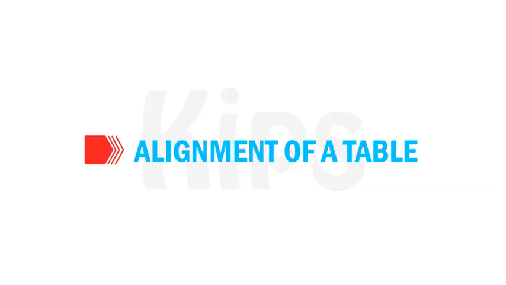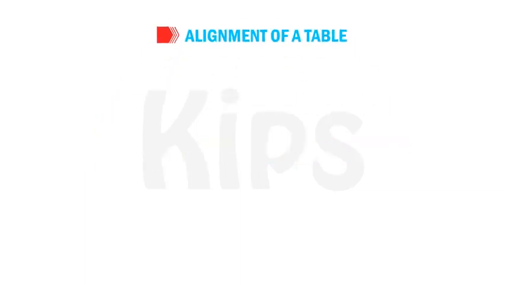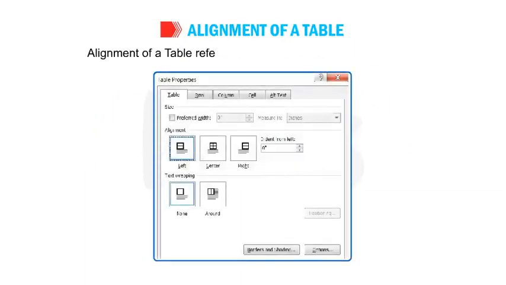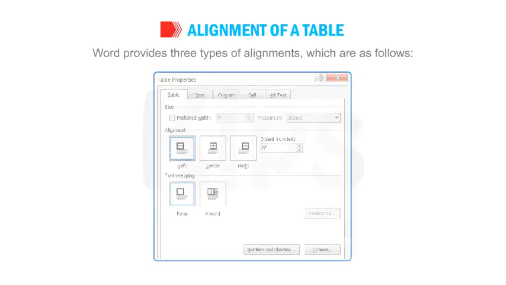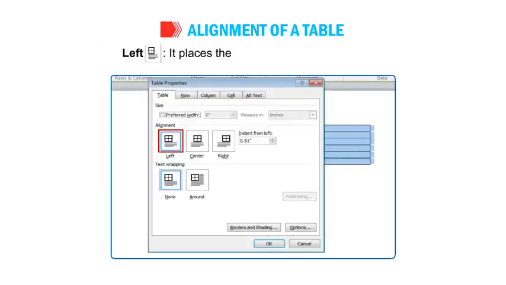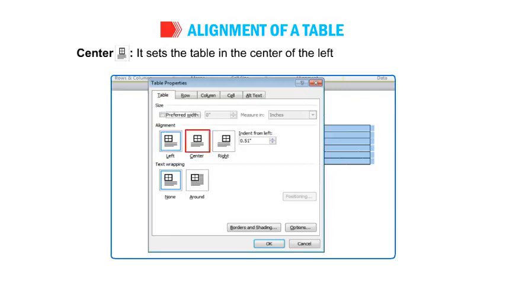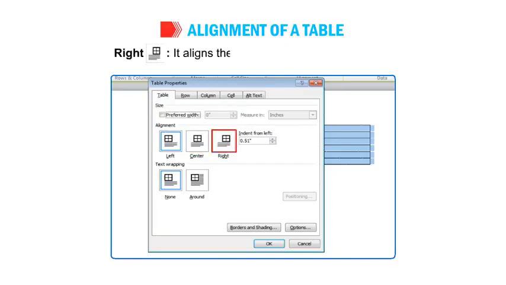Students, now let us talk about alignment of a table. Alignment of a table refers to the positioning of the table on a page. Word provides three types of alignments, which are as follows. Left. It places the table towards the left margin. Center. It sets the table in the center of the left and right margins. Right. It aligns the table towards the right margin.